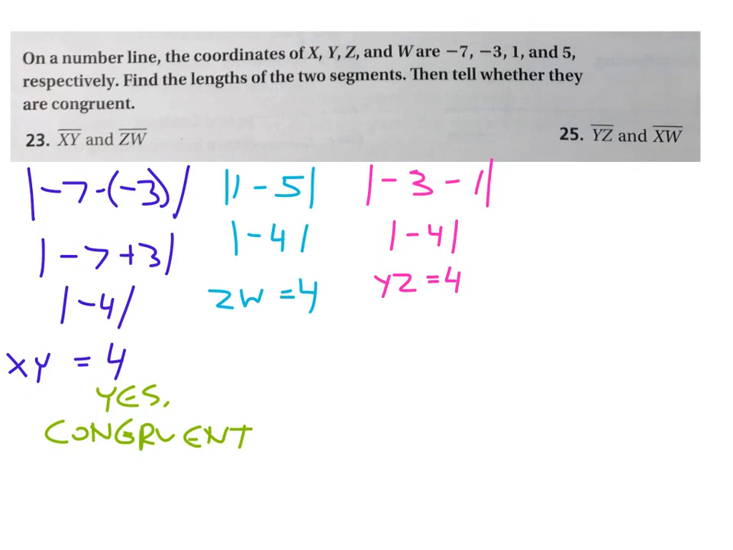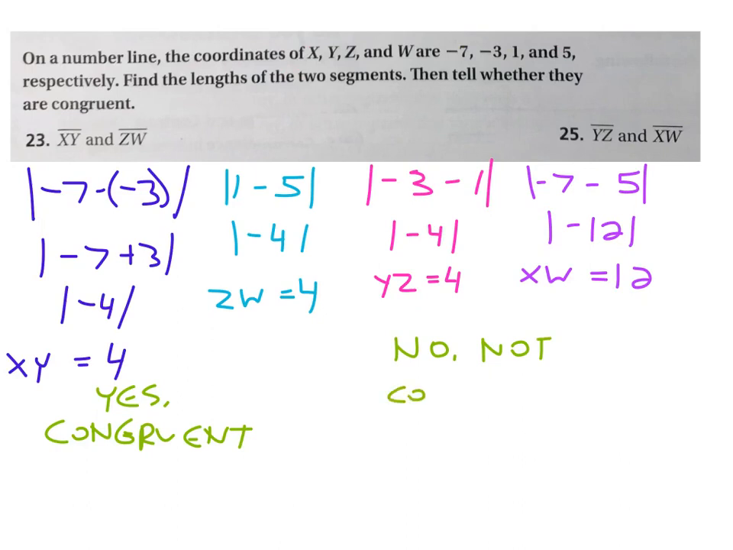For xw, what's the coordinates of x? -7. What's the coordinates of w? 5. And remember, we're subtracting between them, so I do -7 minus 5, take the absolute value. That we find to be -12. The absolute value of -12 is 12. So xw, length xw is 12. So are they congruent? We would say no, not congruent.